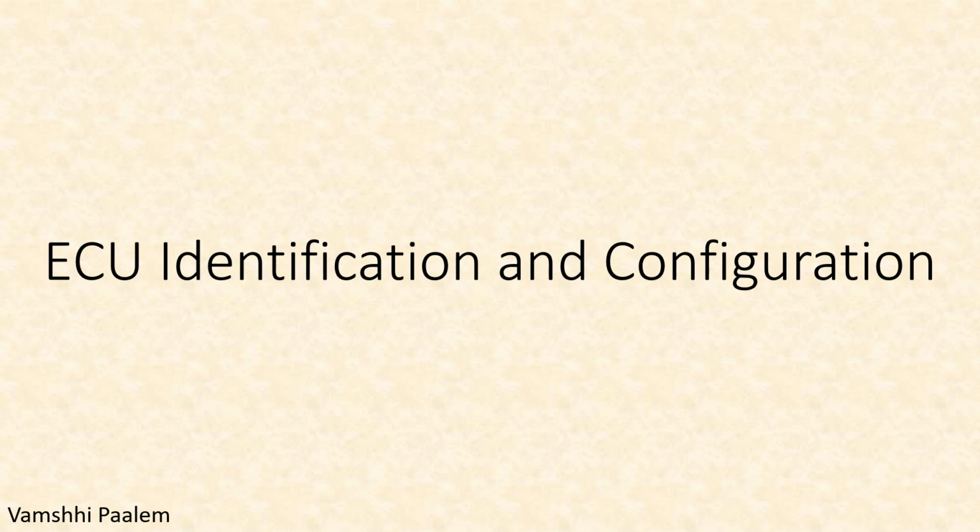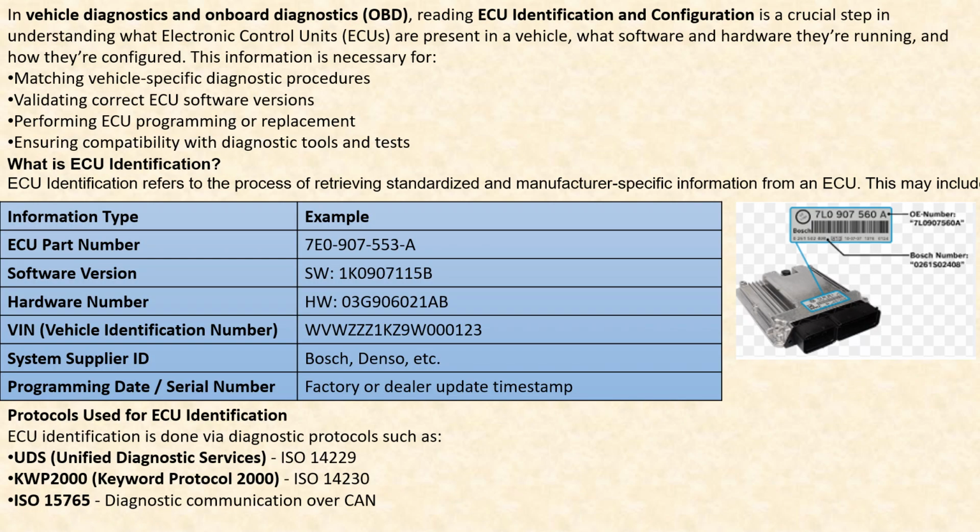Hello everybody. In this video, we will discuss ECU identification and configuration. In vehicle diagnostics and onboard diagnostics, reading ECU identification and configuration is a crucial step in understanding what electronic control units are present in a vehicle, what software and hardware they are running, and how they are configured. This information is very important and must be clearly extracted.